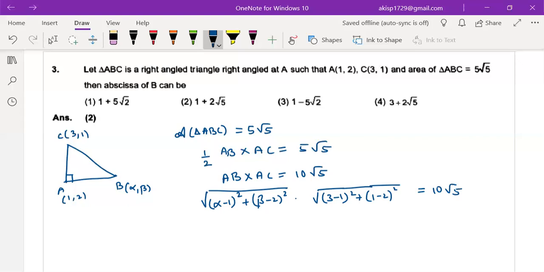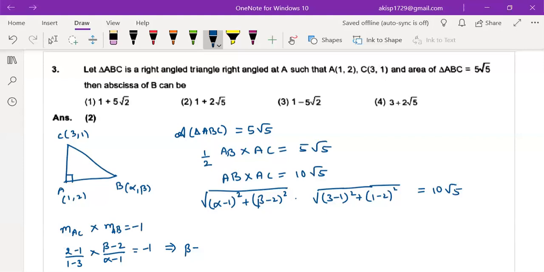The information available to us is that this is a right angle triangle. That means the product of the slope of AC and the slope of AB is minus 1. But what is the slope of AB? Slope of AB is nothing but beta minus 2 by alpha minus 1. And what is the slope of AC? Slope of AC is 2 minus 1 by 1 minus 3. So this product is minus 1. So here I get a relation between alpha and beta. So this implies that beta is nothing but twice of alpha.